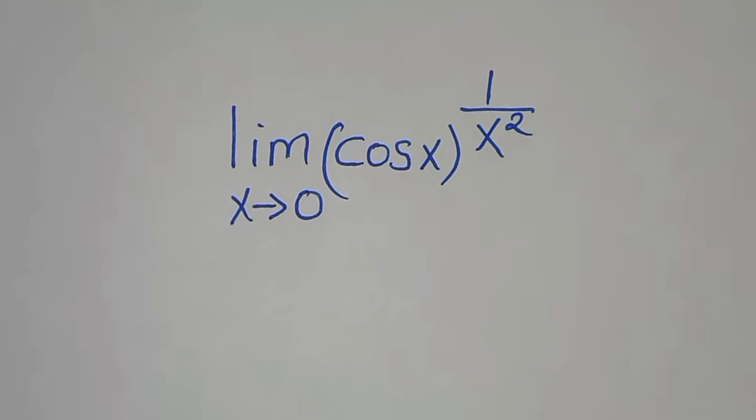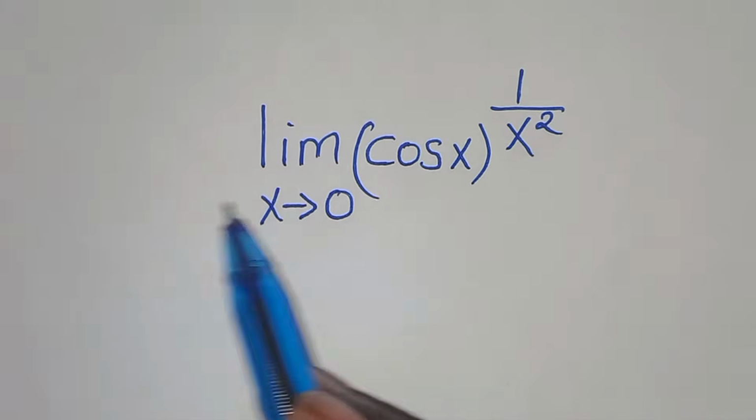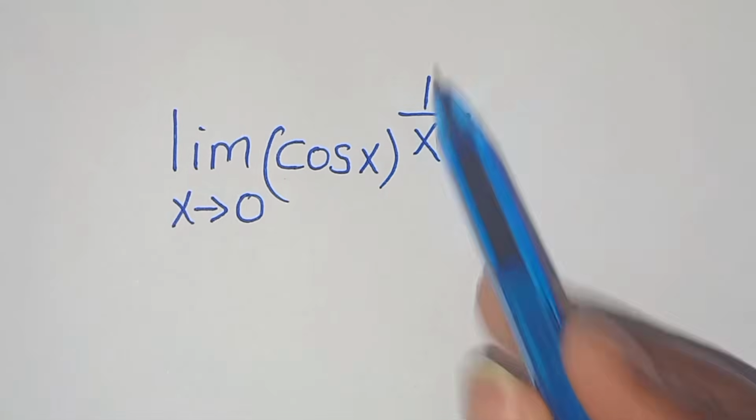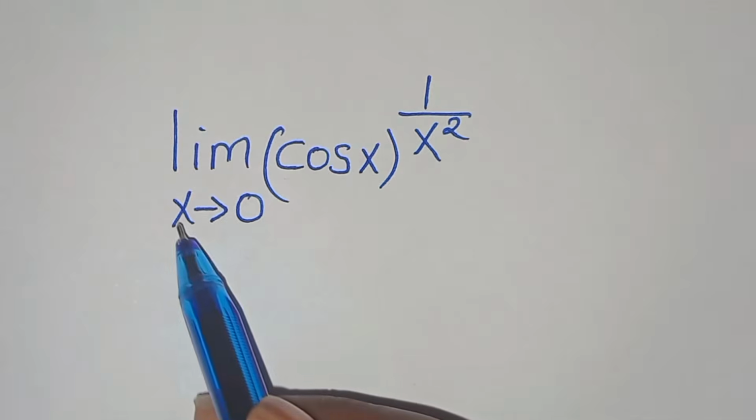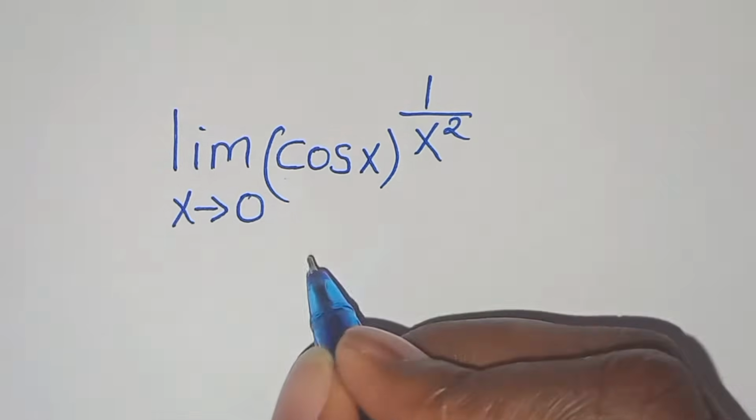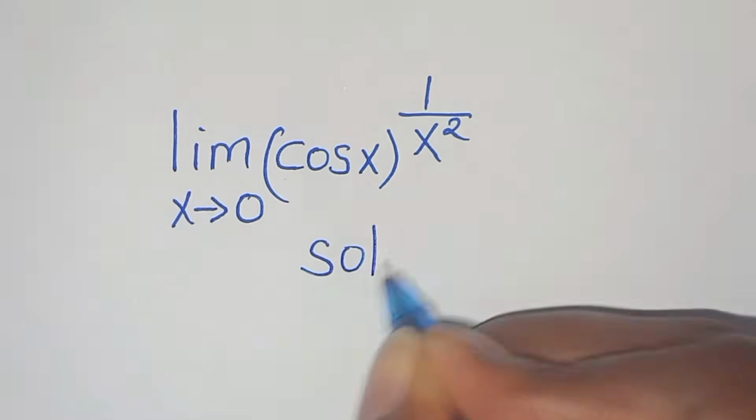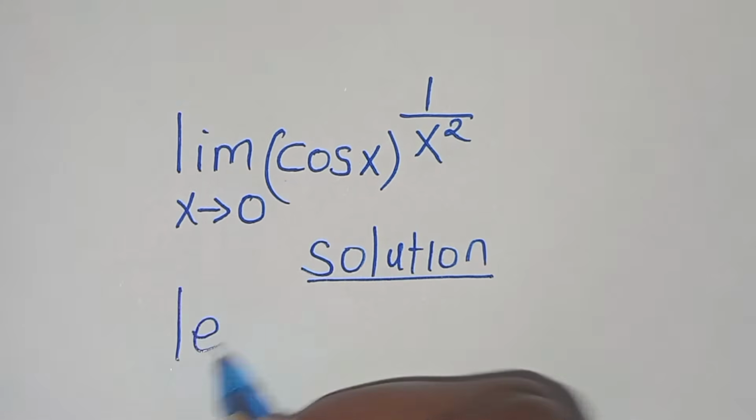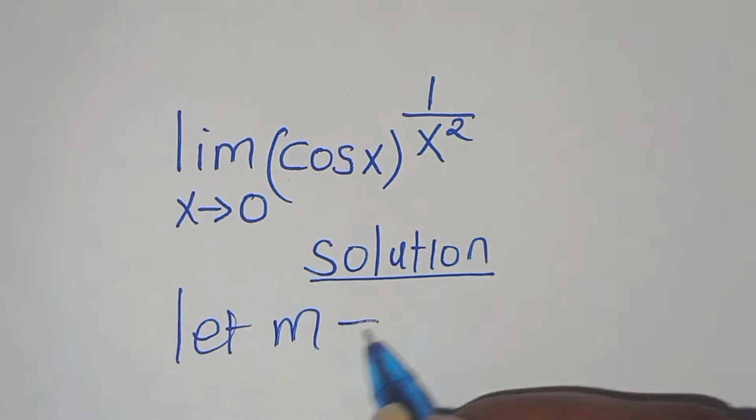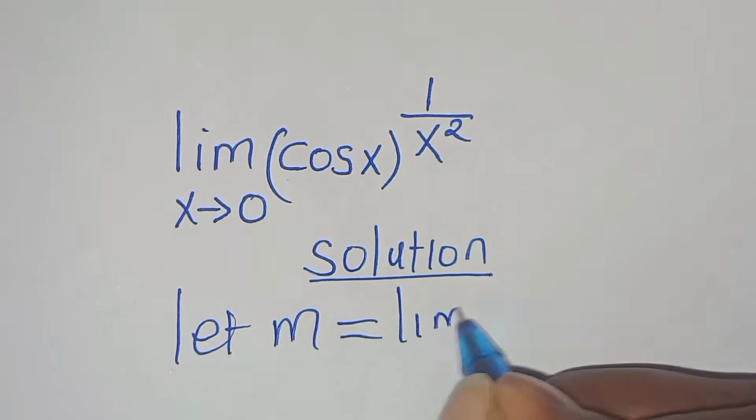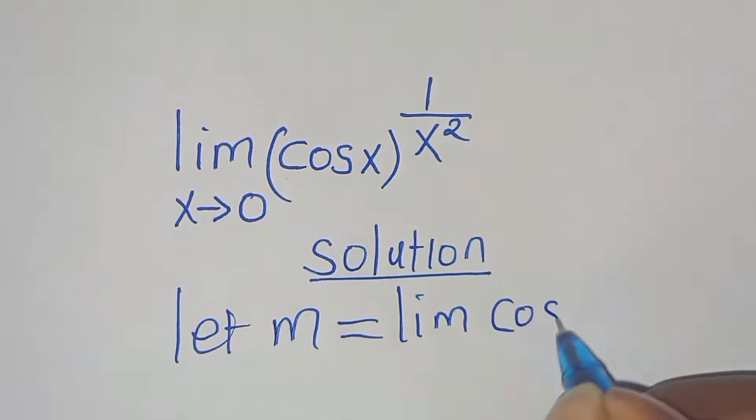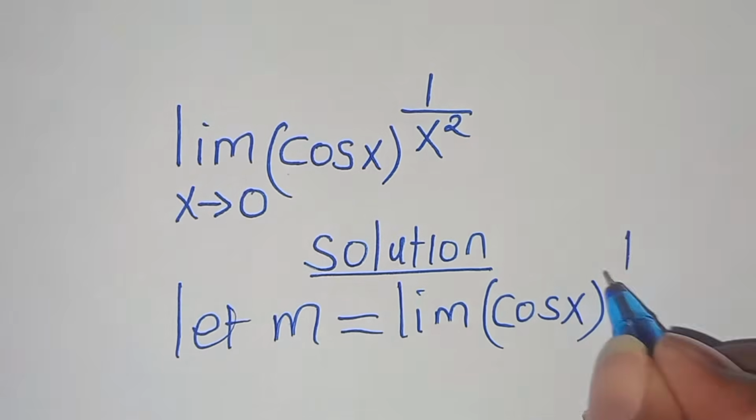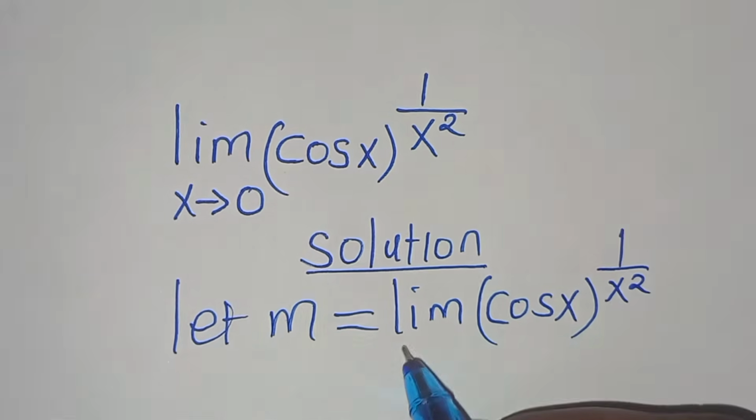Hello everyone, you're welcome to solve this nice math problem, which is the limit of cos x raised to the power of 1 over x squared as x tends to 0. So let's provide a solution from here. Now, let m be equal to the limit of cos x raised to the power of 1 over x squared as x tends to 0.